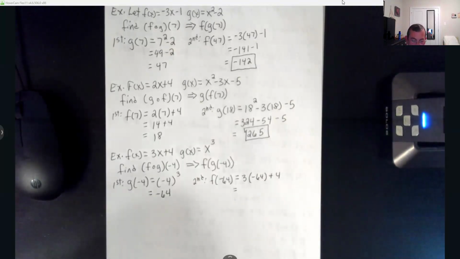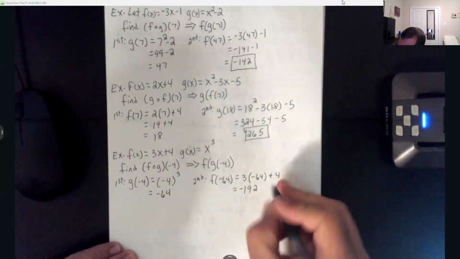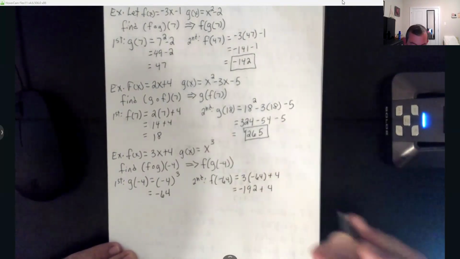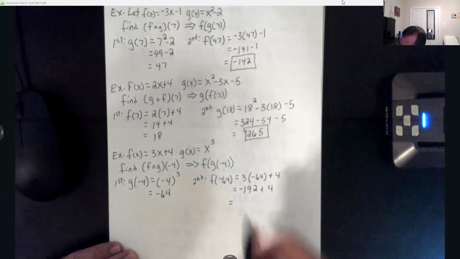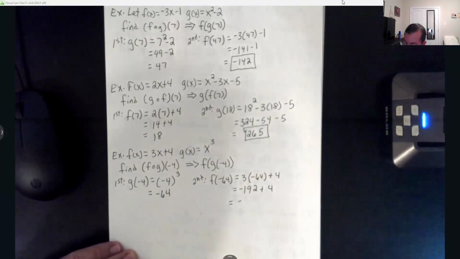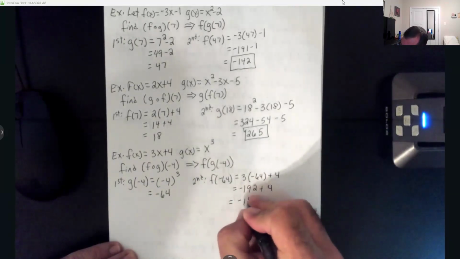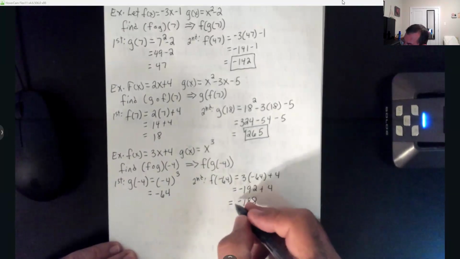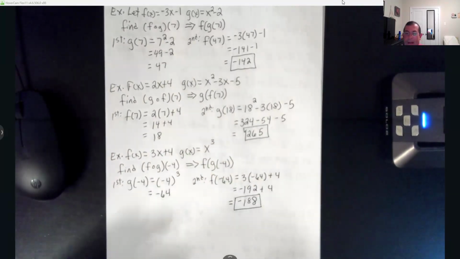All right, y'all, so let's see. 3 times negative 64 is a negative 192 plus my positive 4. So let's see, unlike signs, so the larger one is negative. So 192 minus 4 gives me a negative 188. And y'all, that is our final answer.